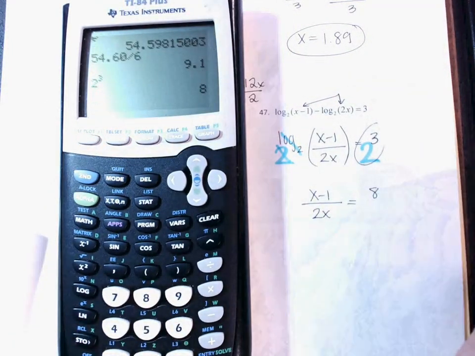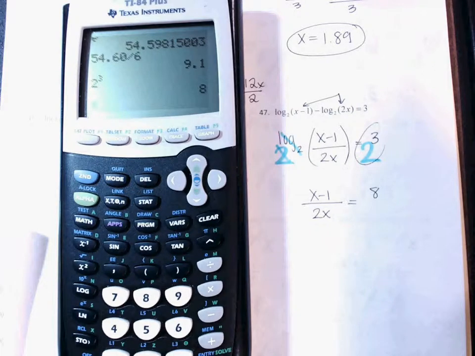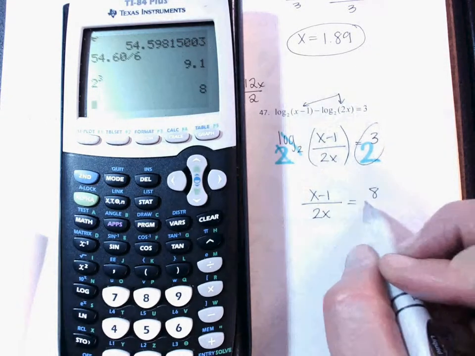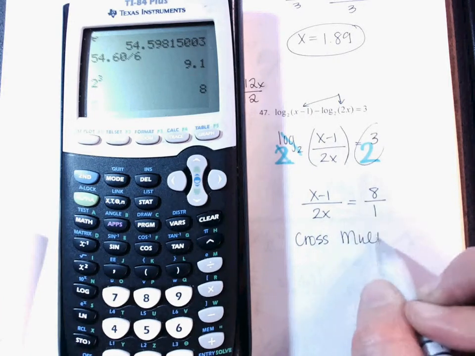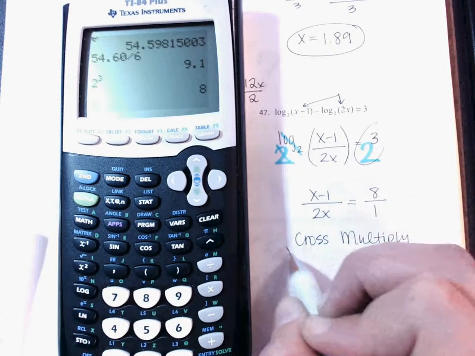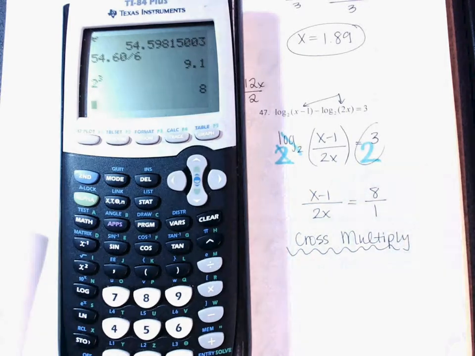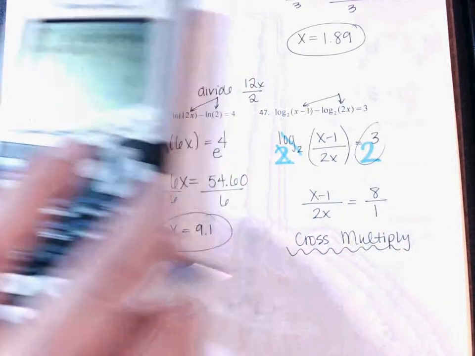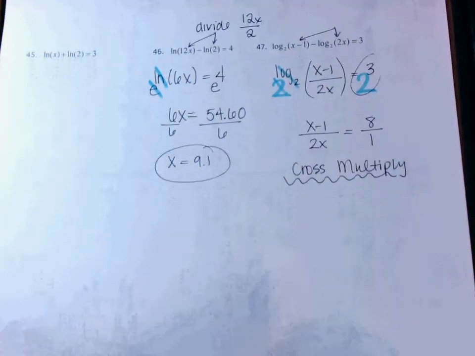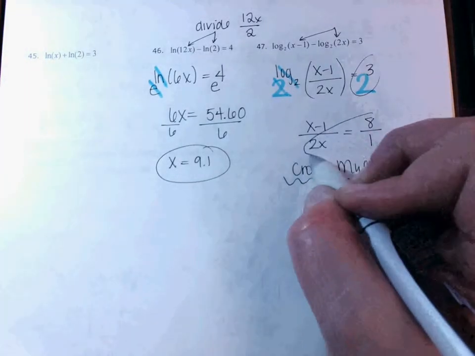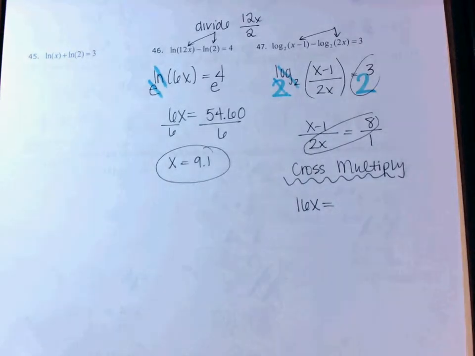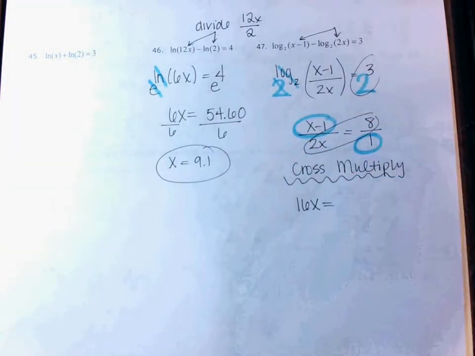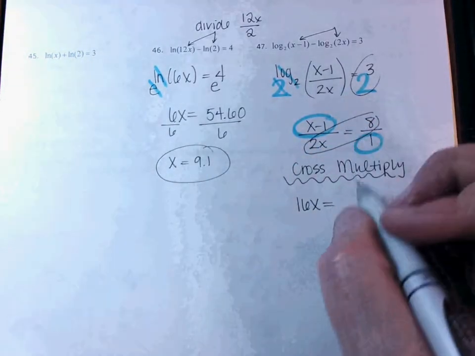Now, why would I need to put it over 1? How do you solve that? Cross multiply. Very good. And then there is one bonus on your test tomorrow, and it's a cross multiply like this. Okay? So from there, I would do 2x times 8. What do I get there? 16x. And then on the other diagonal, I do x minus 1 times 1. Just stays an x minus 1.